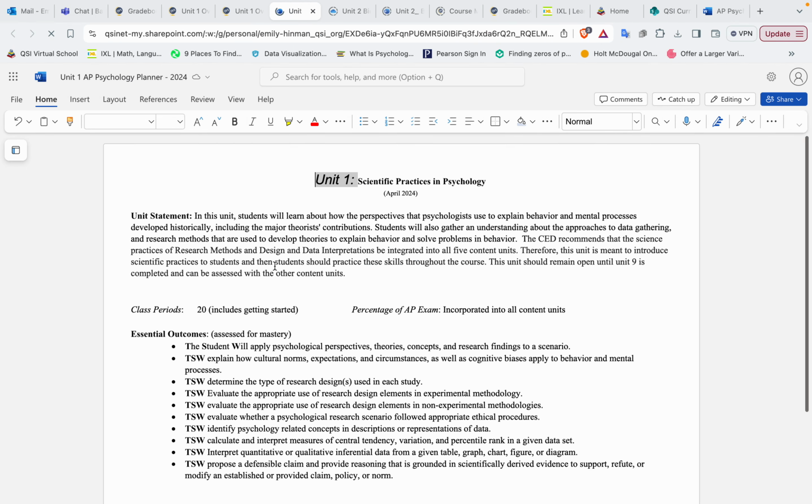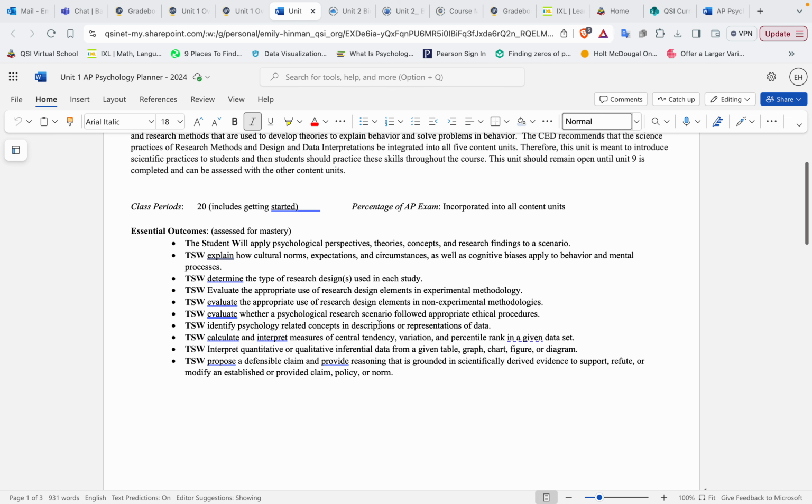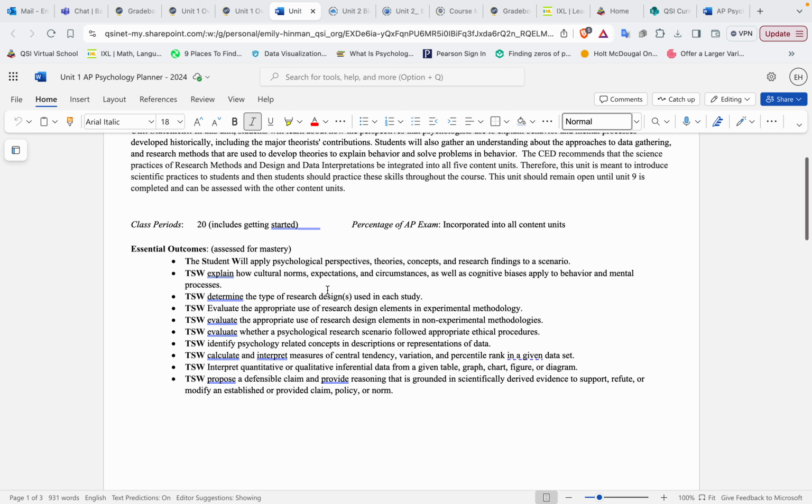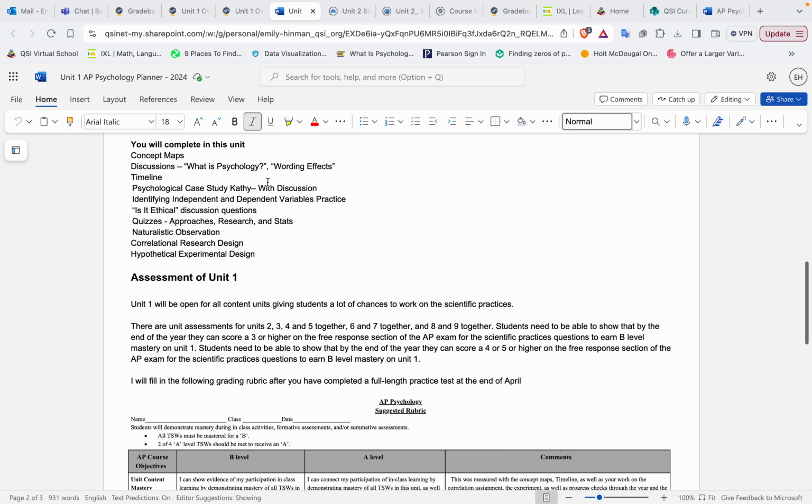So you want to click on that planner, and on this document it has the TSW. This is what you're supposed to be able to do, and I'm supposed to measure, and this comes directly from the College Board's document. It's called the CED, of what they say you need to be able to do. This is all underneath their scientific practices, and the reason you're not going to have a grade at the end of Unit 1, it will stay a P until the end of the year, is because the scientific practices are something that we need to put into all the units. So these are the things that you have done.